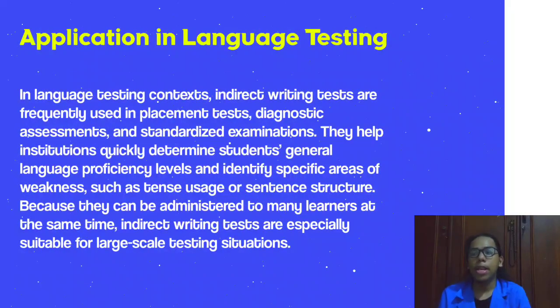Next is the application in language testing. In language testing contexts, indirect writing tests are frequently used in placement tests, diagnostic assessments, and standardized examinations. They help institutions quickly determine students' general language proficiency levels and identify specific areas of weakness, such as tense usage or sentence structure. Because they can be administered to many learners at the same time, indirect writing tests are especially suitable for large-scale testing situations.